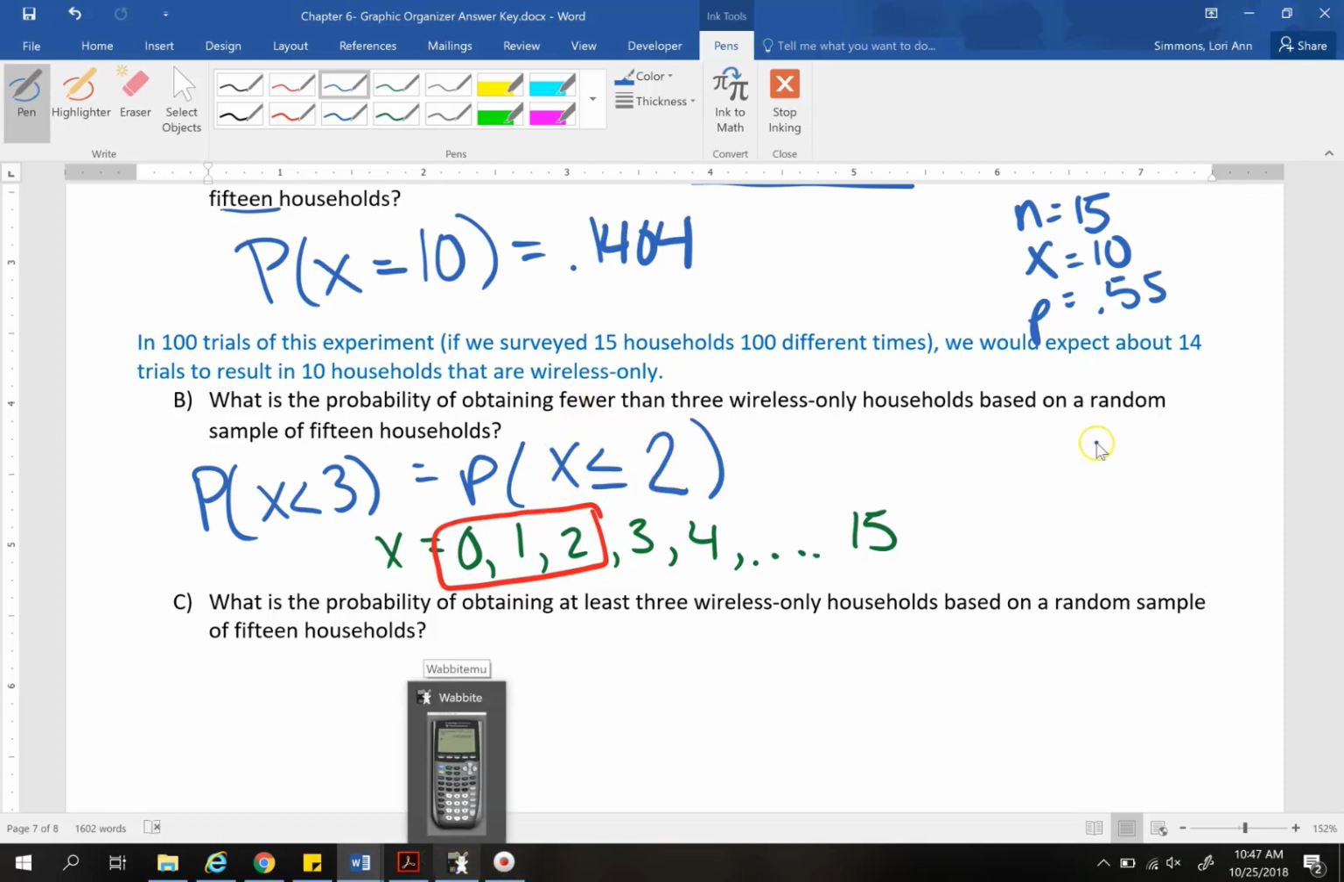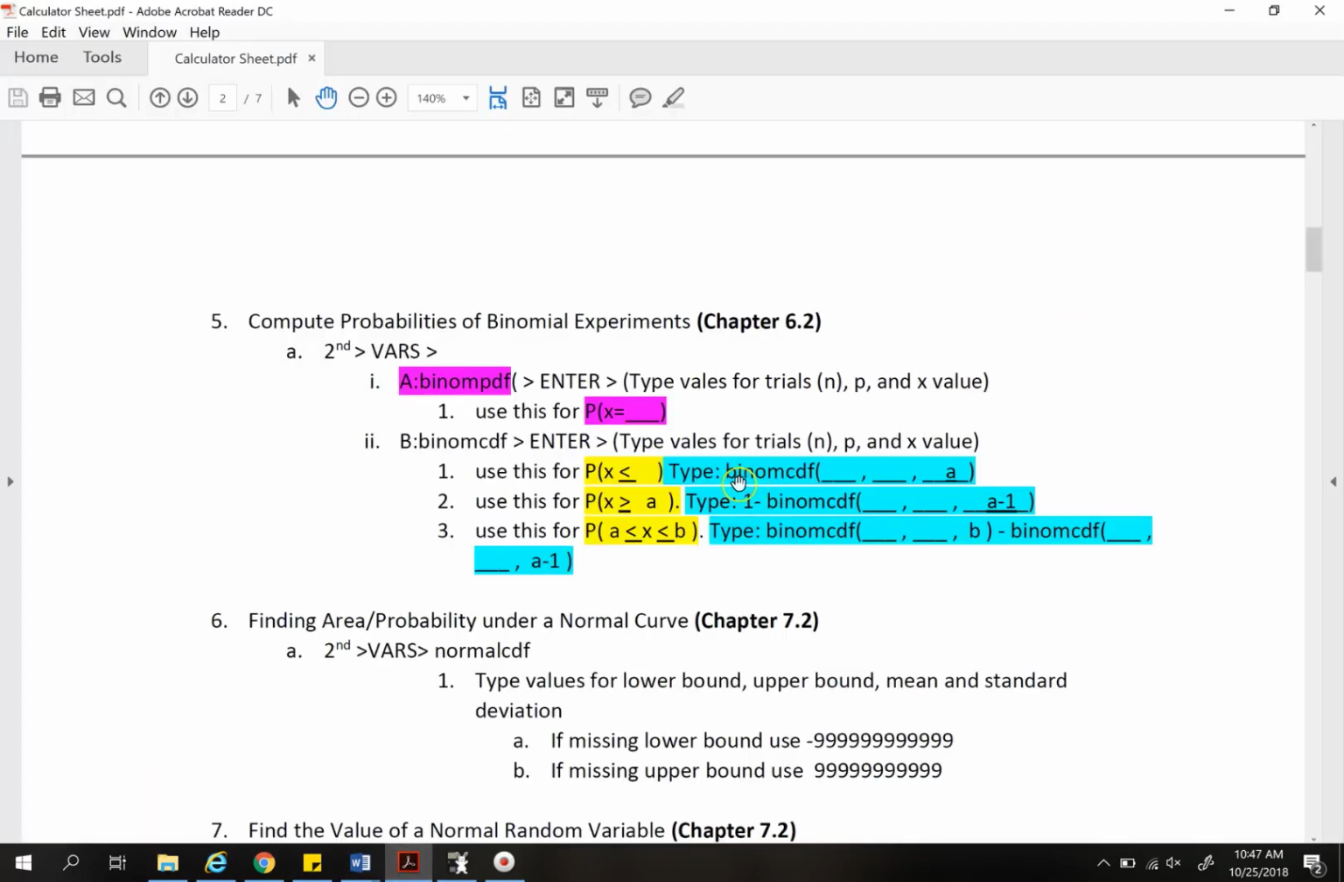So our n, again, is going to be 15. Our probability is going to be 0.55. Then if you look at your calculator sheet, we're just going to use what is in this blank. So the A, I should have put an A here. The A should be right here.